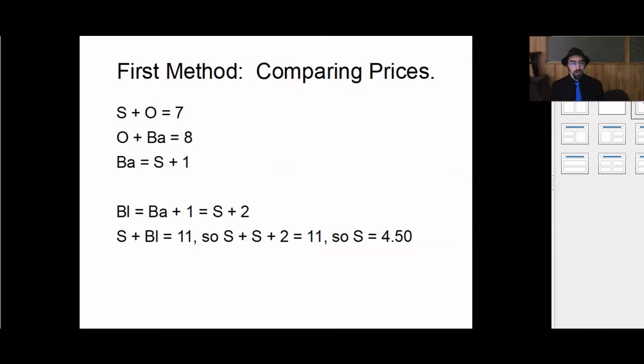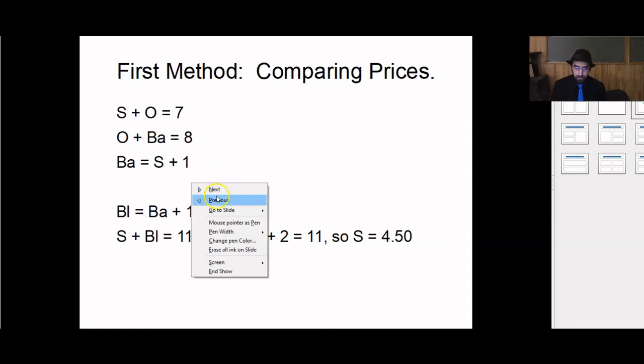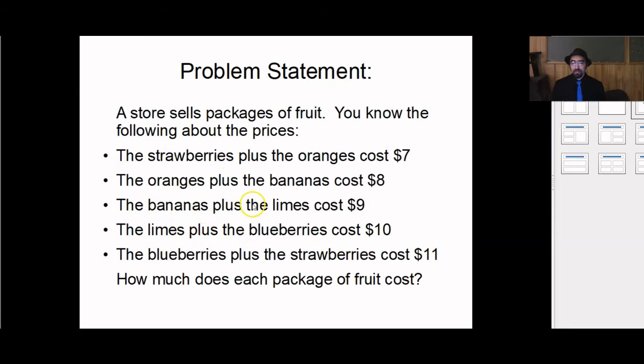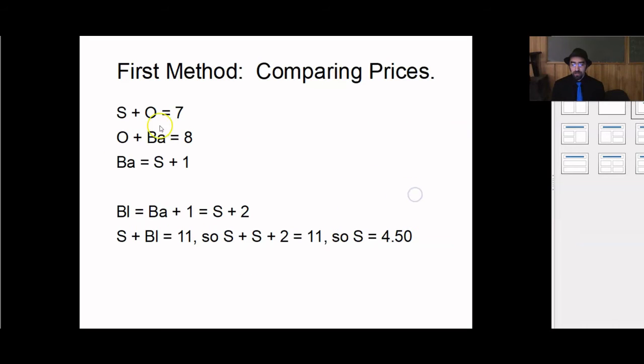Anyway, so we look. The strawberries and the oranges cost 7, the bananas and the oranges cost 8, so that means that the bananas have to cost 1 more than the strawberries, right? If I just compare directly. Meanwhile, I can do the same analysis on the bananas, limes, and blueberries. So go back to the originals, but if the bananas plus the limes cost 9, blueberries and limes cost 10, that means that the blueberries have to cost 1 more than the bananas. So blueberries cost 1 more than bananas. Bananas cost 1 more than strawberries. So that means blueberries have to cost 2 more than strawberries.